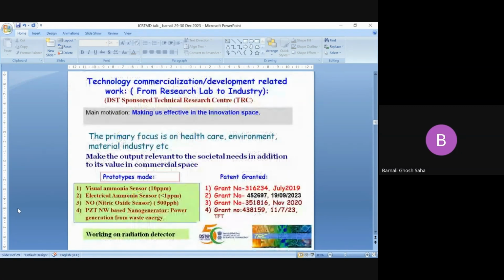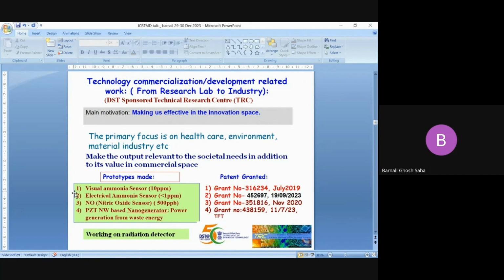Now, let us come to the original presentation. We are doing technology commercialization development related work also. This is a Department of Science and Technology project called TRC, and we are working on this project along with my students. This is our main motivation, making us effective in the innovation space. The primary focus is on healthcare, environment, and material industry, and to make the output relevant to societal needs in addition to its value in commercial space.